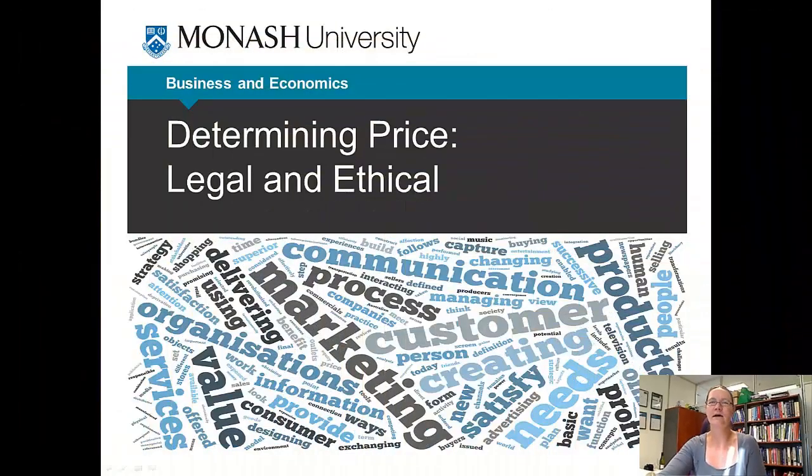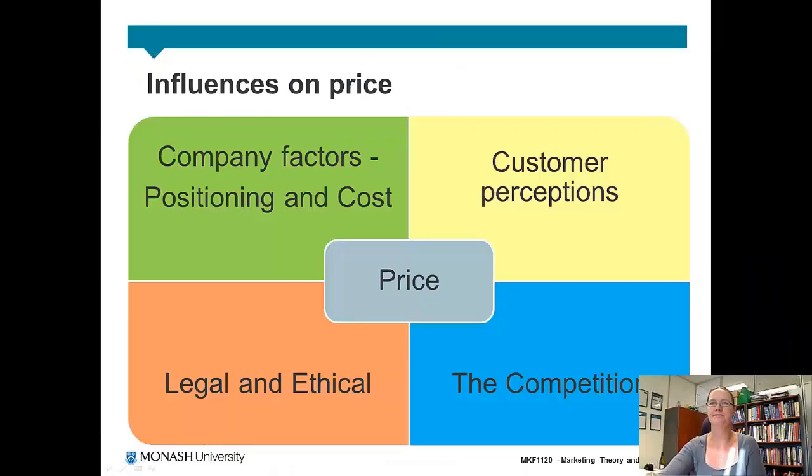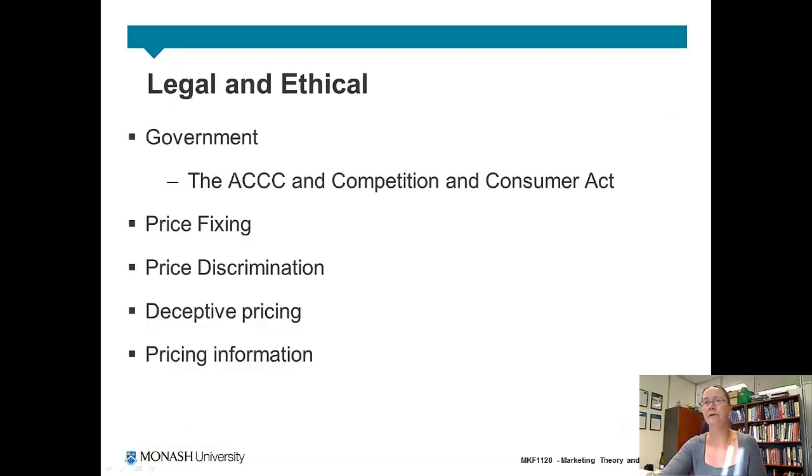The final influence on price that we're going to consider are legal and ethical considerations. So we've looked at the other three factors that help influence price, but as we've said, can we just do anything? And in fact, there's lots of regulations that mean there are constraints on what we can do in terms of pricing, and of course they are for the benefit of the consumer.